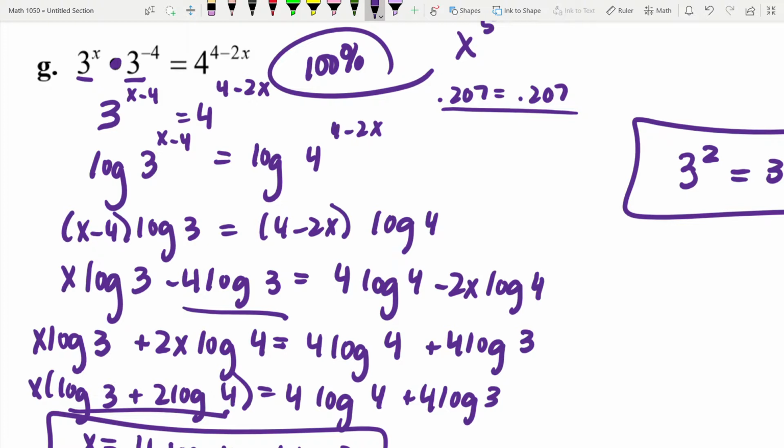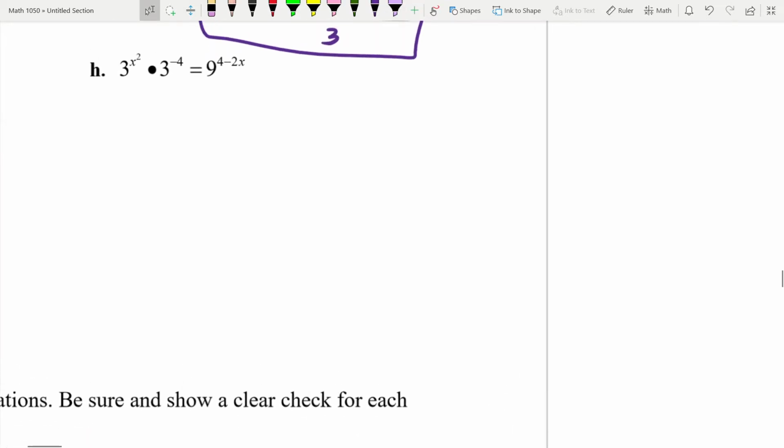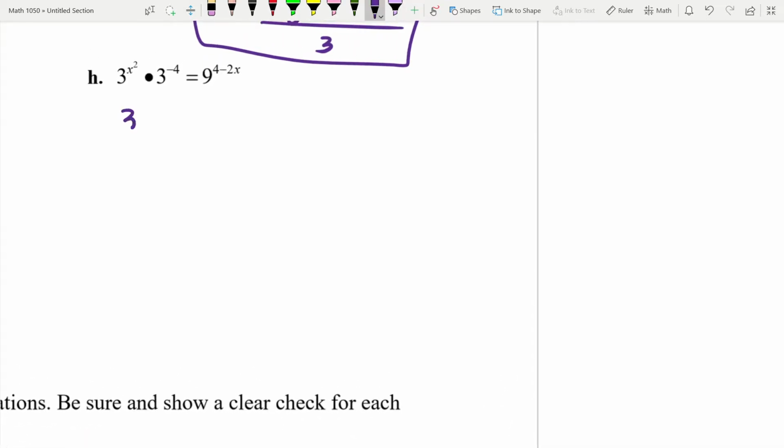Okay? Who says gotcha? Let's see, up high, raise them up. Okay, great. Okay, that was G, here's H. You would never change the X's to Y's. So you would never change the 3's to 9's. So it's 3 to the x squared minus 4 is equal to 9 to the 4 minus 2x. Everybody freeze right there for a second. Is this problem weird? It is not weird. Why is it not weird? Because I can write the 9 as a 3.